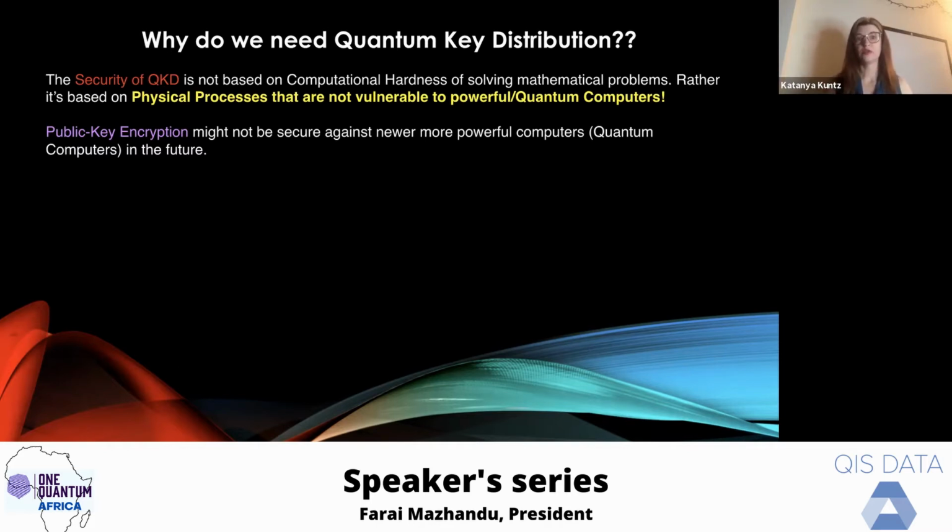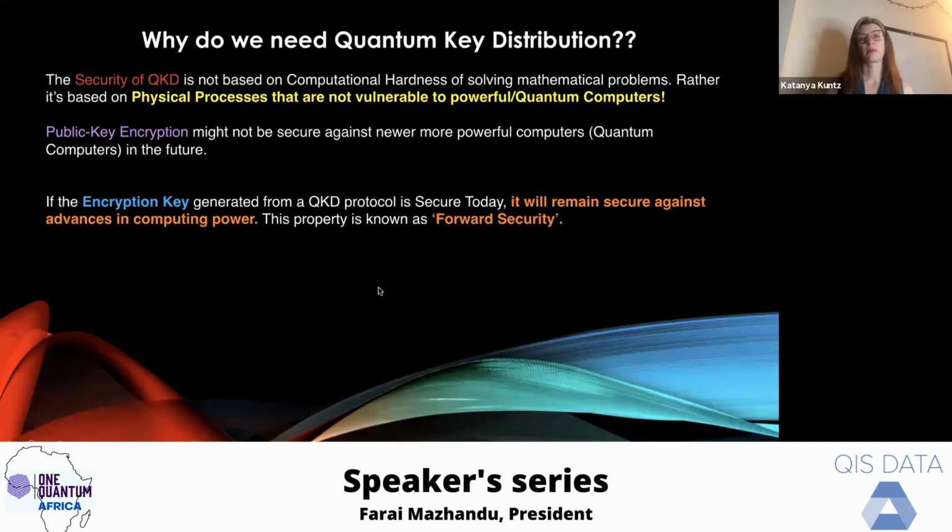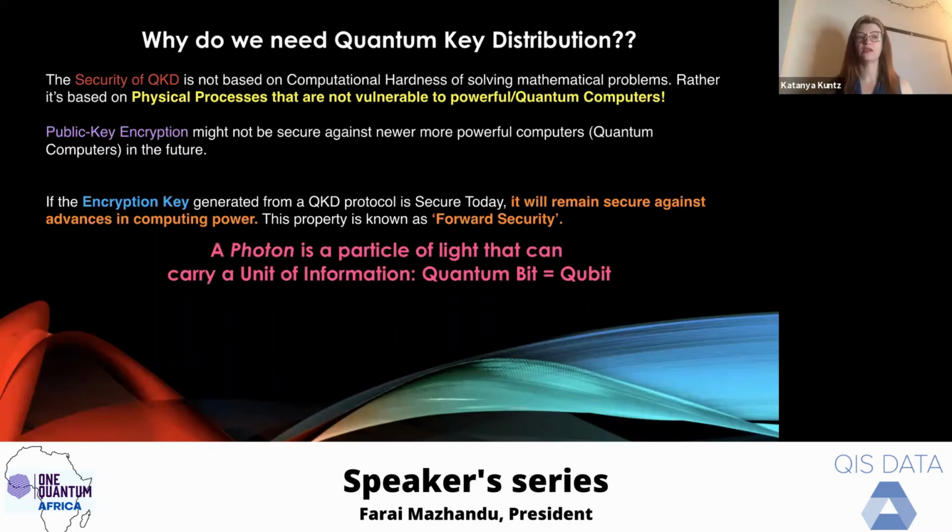So the security of quantum key distribution is not based on the computational hardness of solving a mathematical problem, but rather it is based on physical processes that are not vulnerable to a quantum computer or any computer. It is always going to be secure. If it's secure today, it'll be always secure tomorrow and in the future. That's a property called forward security. So if an encryption key that's generated using QKD is secure today, it'll remain secure against all advances in computation.